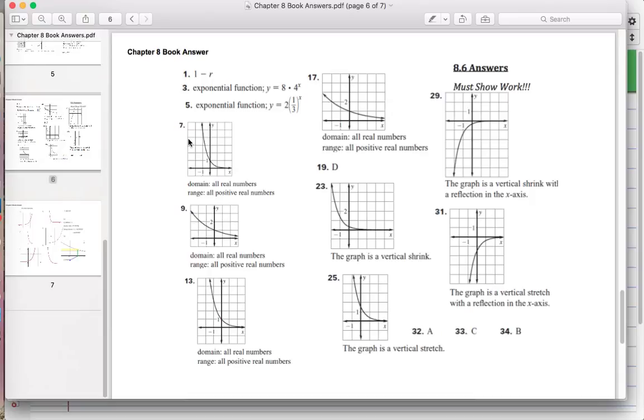So you compare your answers to these ones. If you're graphing, you're going to need graph paper. Graph paper is over by the sink underneath the paper towels. I will ask to see your graphs though as you graph these. So make sure you can graph decay equations and then also set up some of these word problems that we've done.